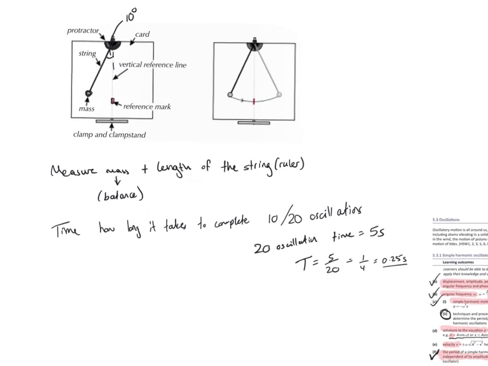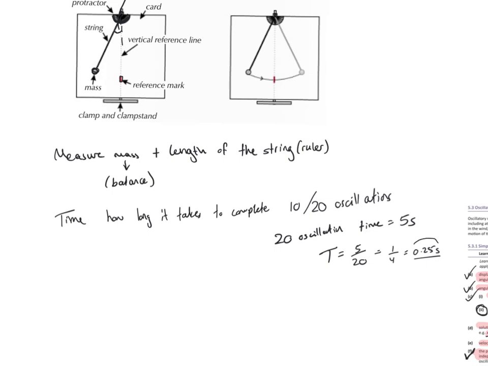Now, like I said, timing over a lot of oscillations ensures that human reaction time does not contribute as much to the error, to the uncertainties, as much as one oscillation would only. So yeah, you definitely repeat. You can use this experiment to investigate different variables each time. So if you change the length of the string, then that would change the period. So, for example, if you increase the length of the string, the time period will also increase.